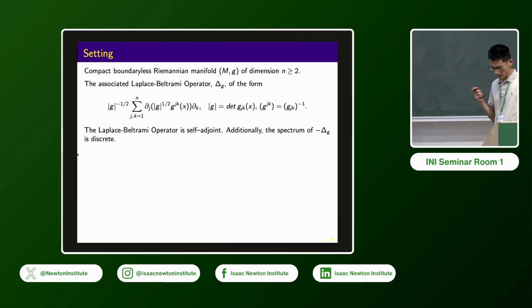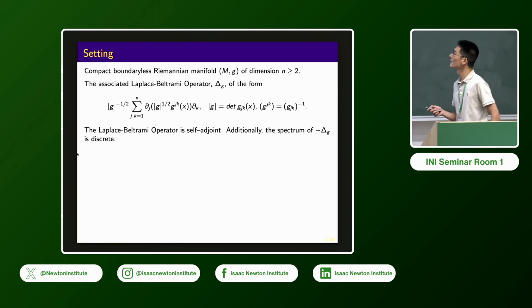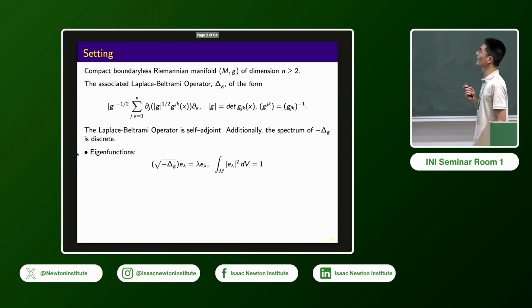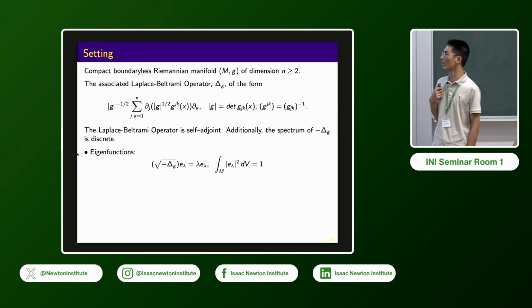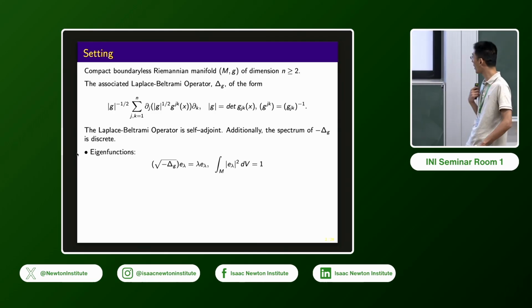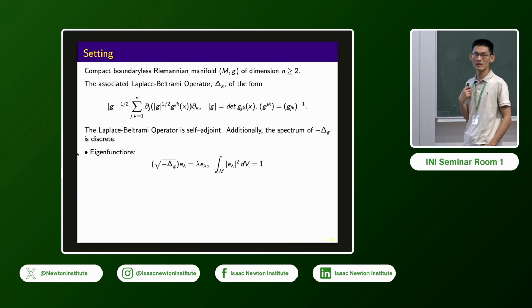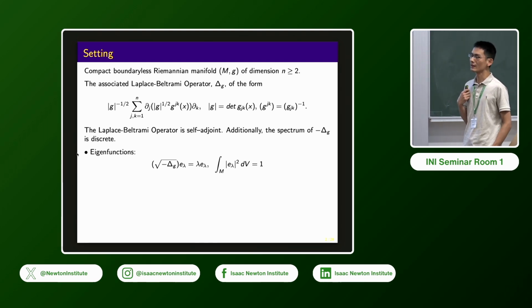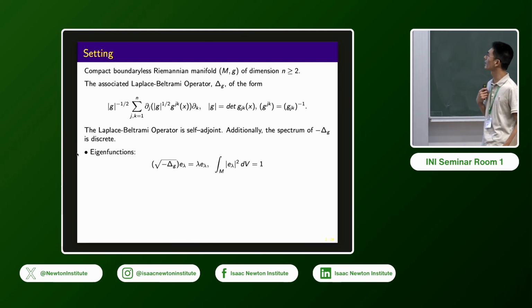In the compact case, it's a self-adjoint operator with a discrete spectrum. Our notation is that lambda is the eigenvalue of the square root of the Laplacian, same as Simon's talk. And we assume the eigenfunction is L2 normalized, and the notation for the eigenfunction is e lambda.